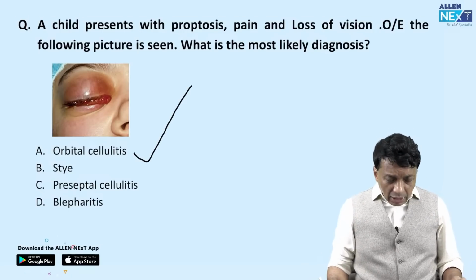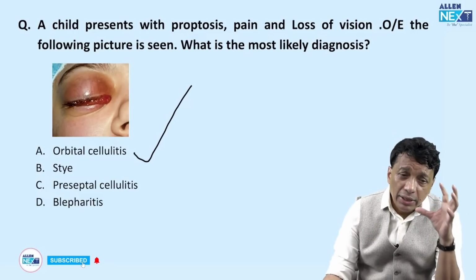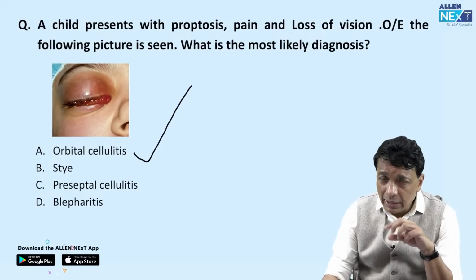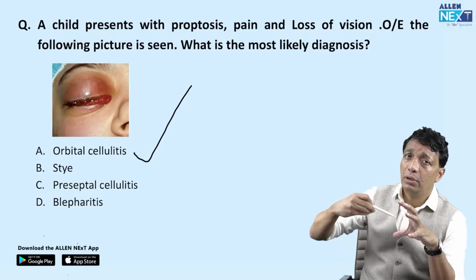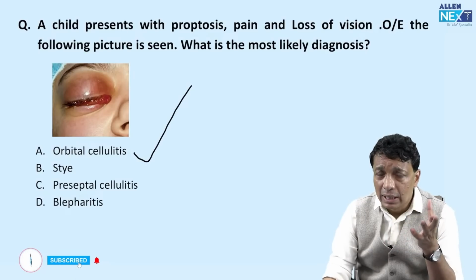So remember, orbital cellulitis is infection of the orbit. What happens is the infection is of the orbit just behind the eyeball. Remember, it's not the eyeball itself that is inflamed. It's the structures behind the eyeball, things like the fat, the fascia, the muscles.